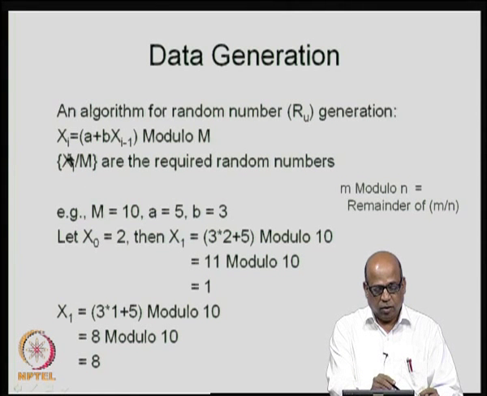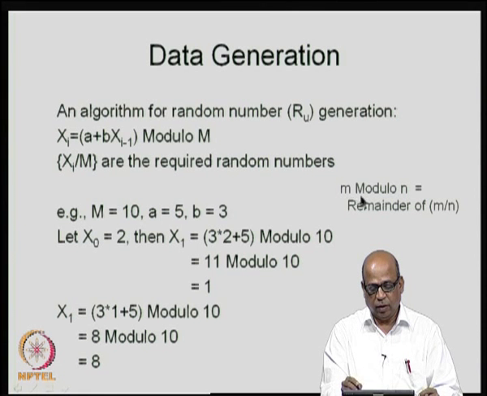You look at this algorithm: xi is equal to a plus b xi minus 1 modulo m. Now, m modulo n is defined as the remainder of m divided by n. For example, 5 modulo 2: we divide 5 by 2 with integer division, and the remainder is 1, because 2 into 2 is 4. So 5 modulo 2 is equal to 1. We take the remainder of the integer division of m by n.